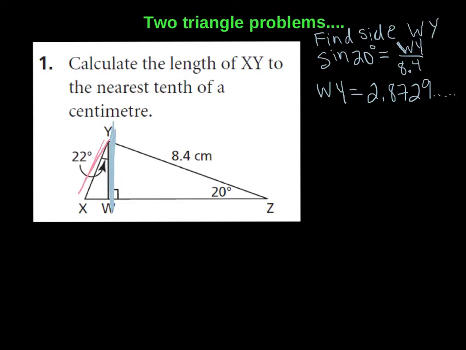Okay, so to find the next part in your triangle, what you need to do is realize that I've got this number, 2.8729, for this part right here. Now, do I have enough information to find this line right here? And alas, I do. So let's pause it again and see if you can figure out what the hypotenuse of that smaller triangle is.